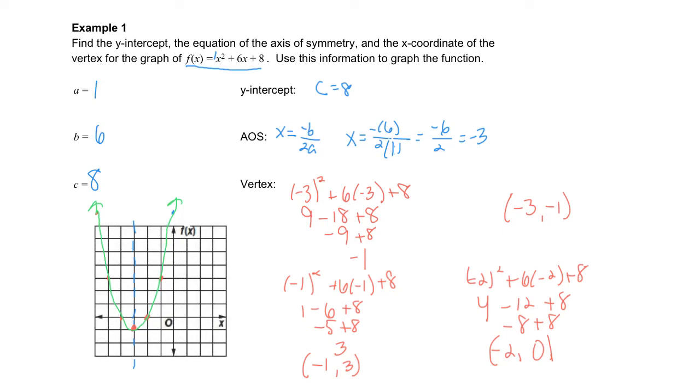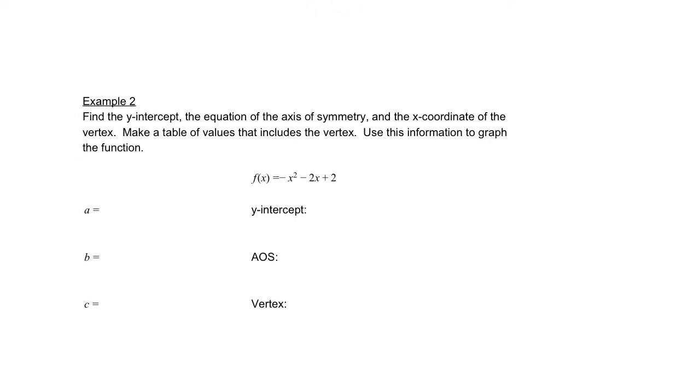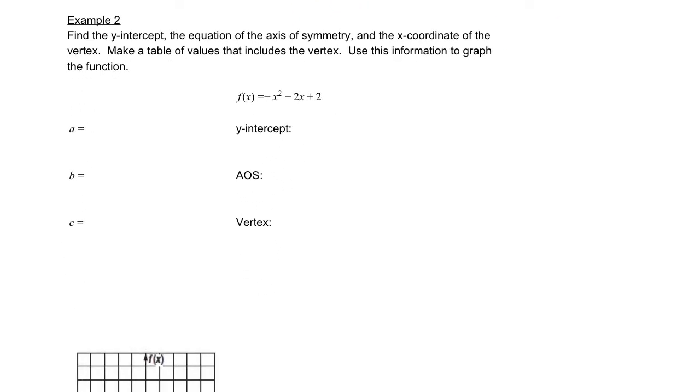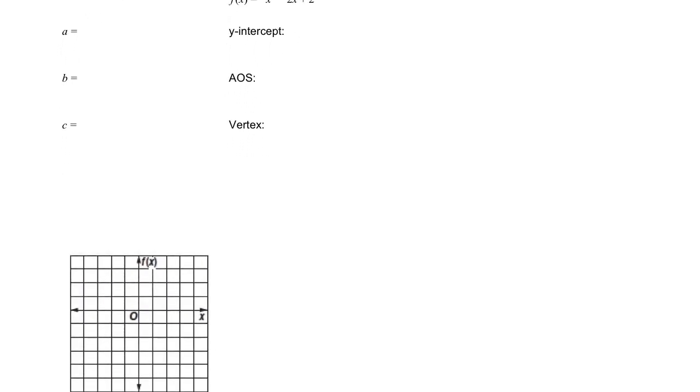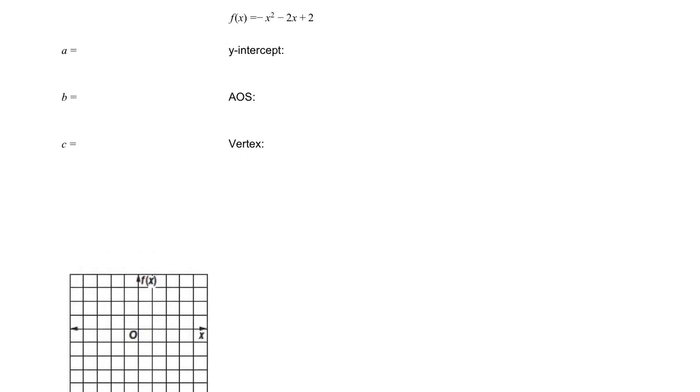Let's do another one just to make sure everybody's got the gist of the idea here. Same idea, new function, negative x squared minus 2x plus 2. All right, looks like our a is negative 1 this time. B is negative 2. C is 2. Y-intercept all the time is C, which is plus 2. So let's plot that point on our graph already.